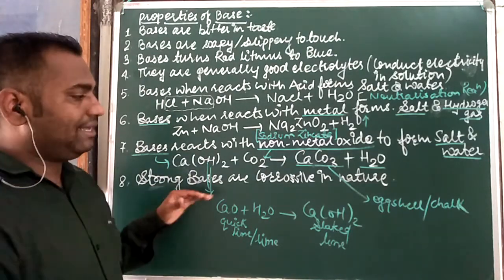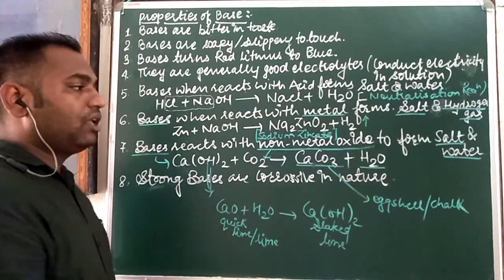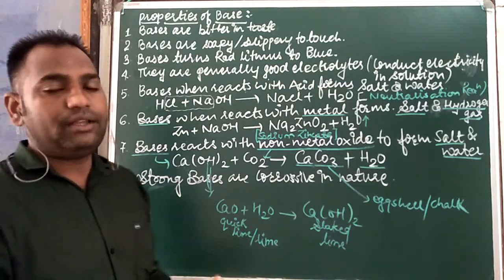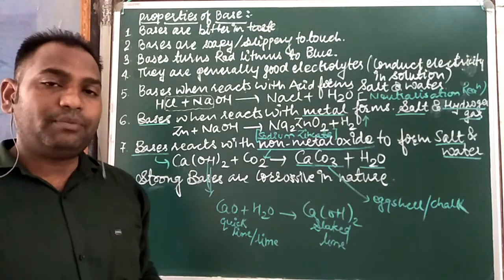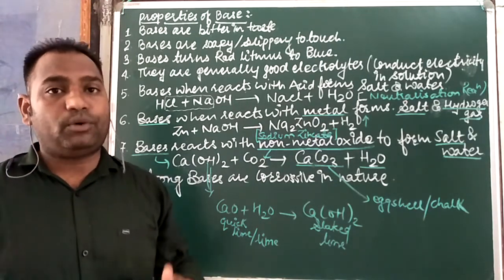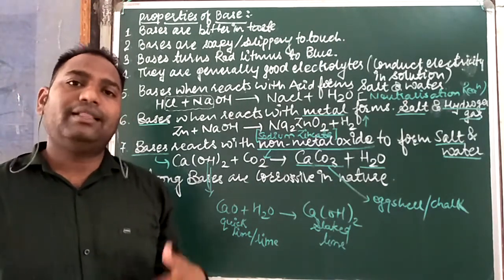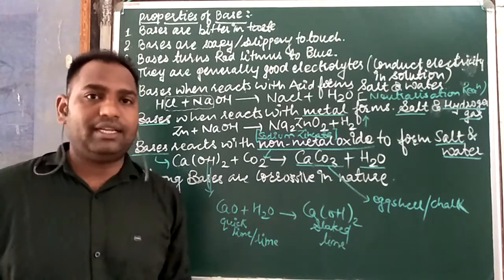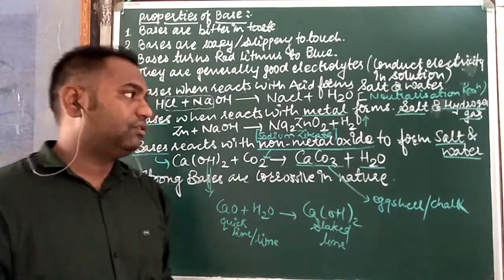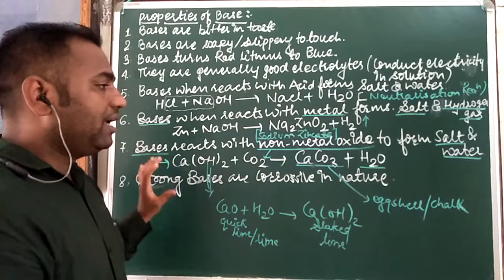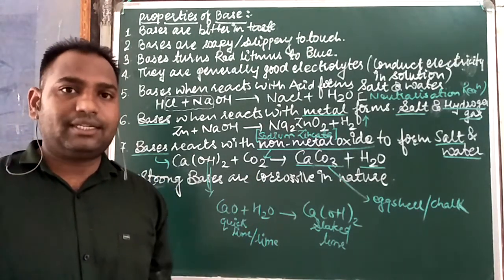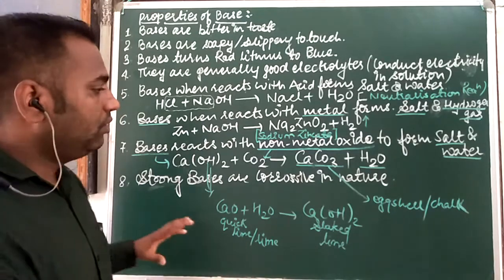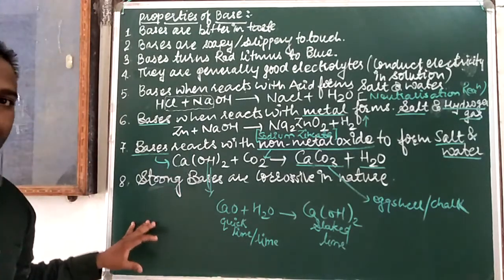Now, strong bases are corrosive in nature. You know about that: if they are acids or if they are bases, both are corrosive in nature. It means they cause decomposition in the utensils or containers in which they are filled. That's why we generally keep acid and base solutions in glass containers.